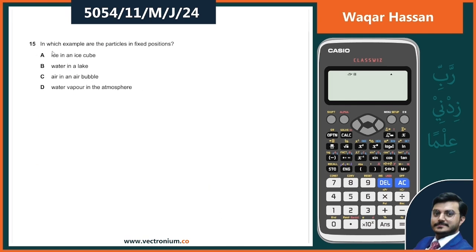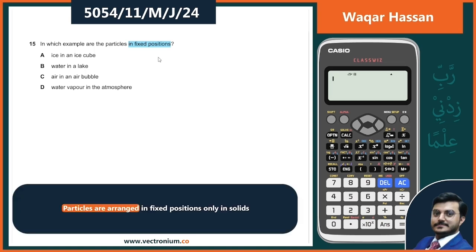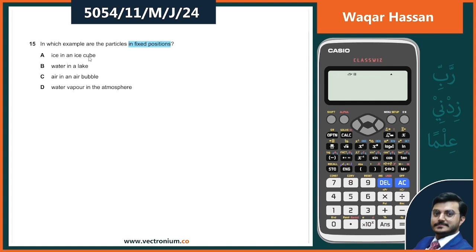Question number 15. In which example are the particles in fixed positions? So I hope you remember that particles are arranged in fixed positions only in solids. So here ice in an ice cube is solid. Water in a lake is liquid. Air in an air bubble is a gas. And the water vapor in the atmosphere is also a gas. Therefore, the correct option is A.